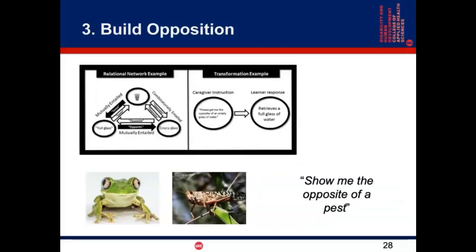A frog eats bugs, and that might be something that is good for the crops for a farmer. We also have a lot of pests in our environment, like the locust. So if I present two pictures to the child, one a frog and one a locust, and I ask the child, show me the opposite of pest, can the child figure out that a pest is something bad, so the opposite of a pest is something good, and the frog is something good? Therefore, the answer to the question is that I need to select the frog.